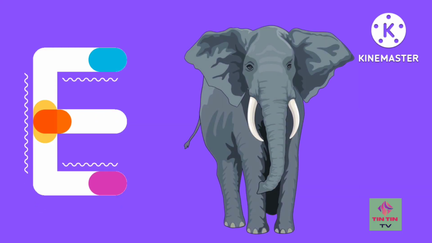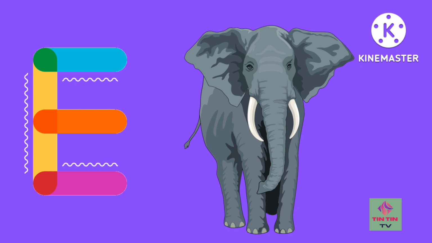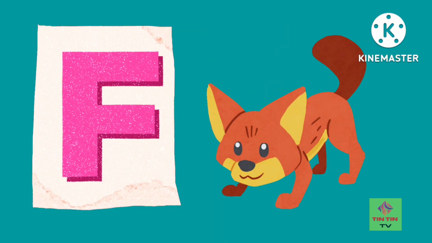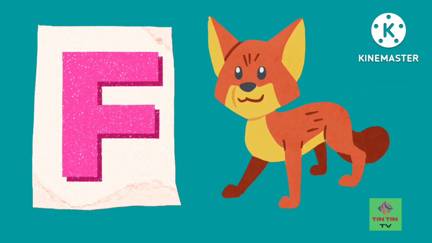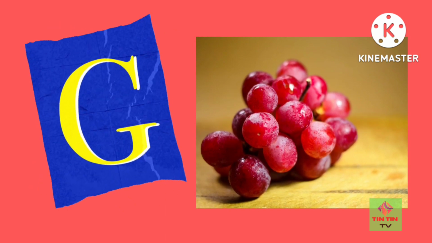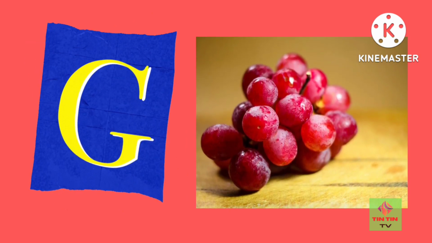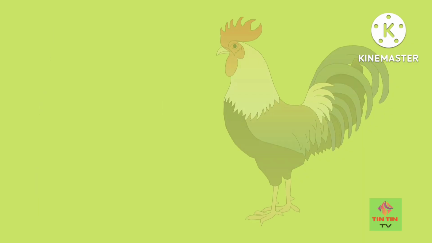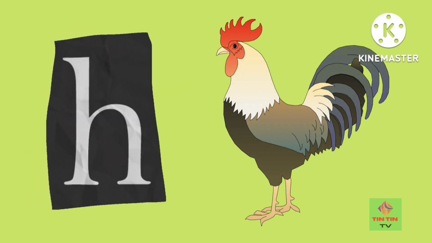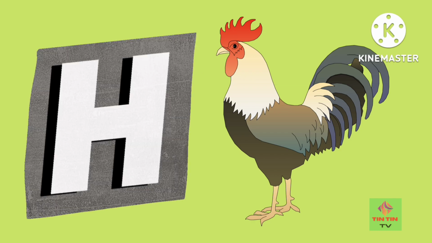E for elephant. F for fox. G for grapes. H for hen.